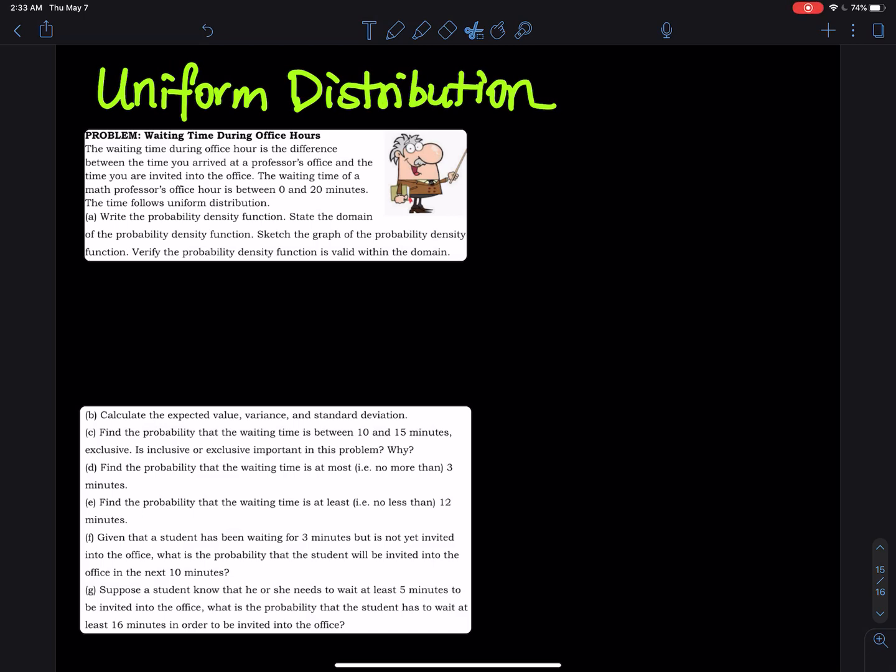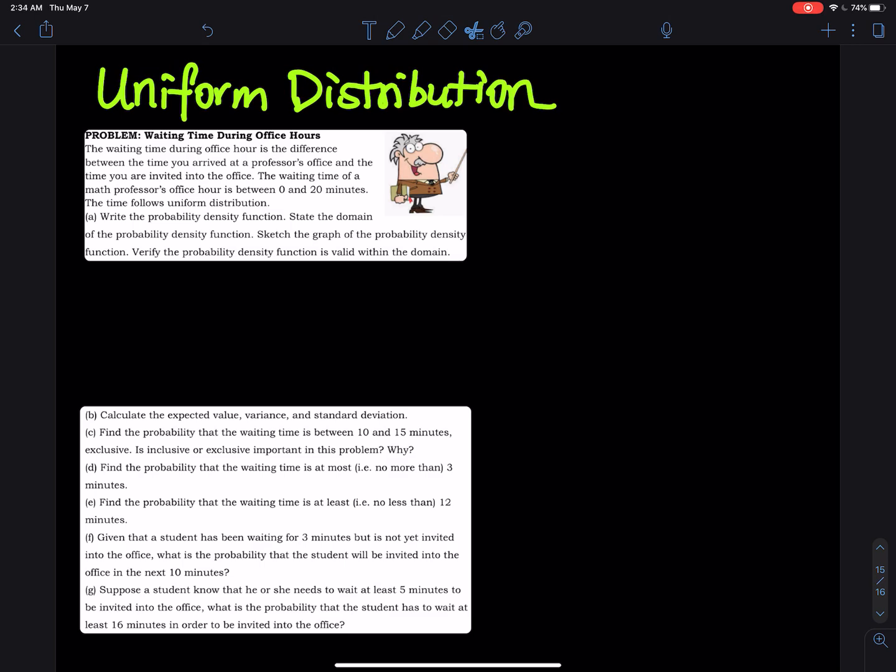Here is a uniform distribution problem. So how do you know that a problem is a uniform distribution problem? The answer is the problem will tell you. The problem will state uniform distribution in the problem statement. All right. So this is about waiting time during office hour.